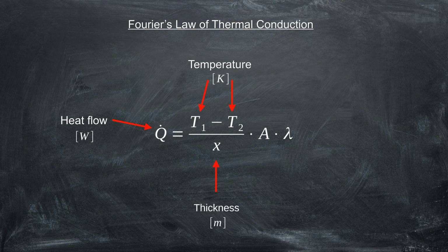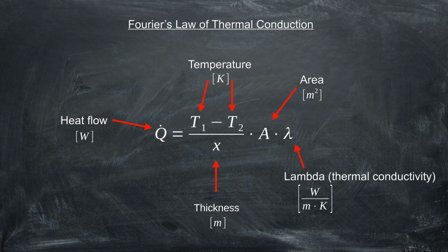The X in the denominator stands for the thickness of the material measured in meters. The A stands for the cross-sectional area of the material measured in square meters. The Greek letter lambda is material dependent and stands for the thermal conductivity of a given material. Different materials have different thermal conductivities and therefore allow different rates of heat flow through them. The unit for lambda is watt per meter times Kelvin. The values for lambda can be found in tables that give you the values for all kinds of materials.